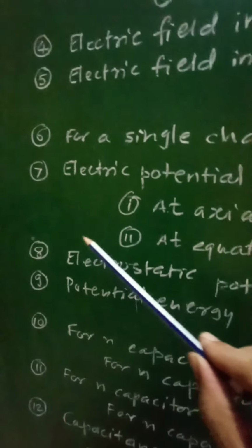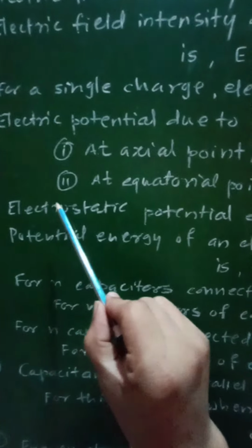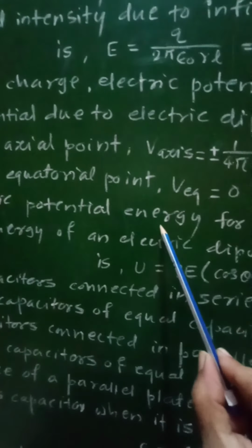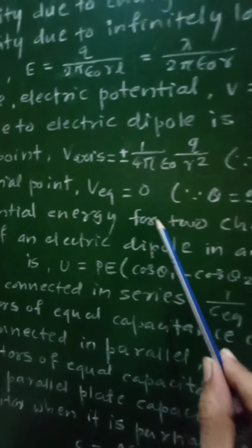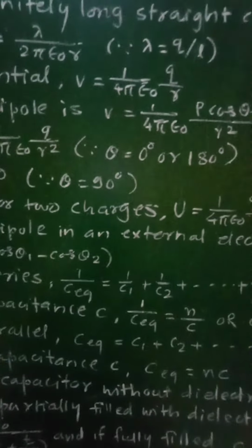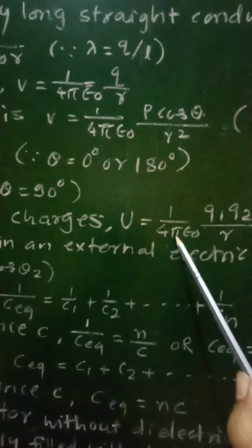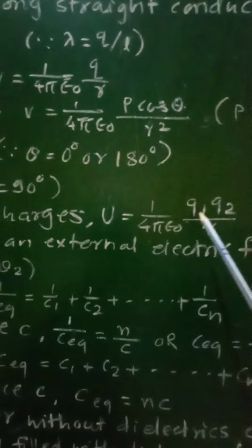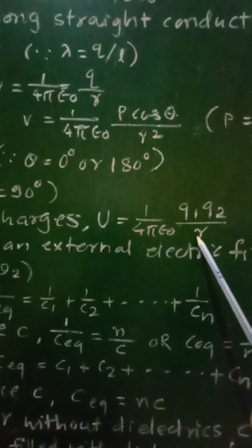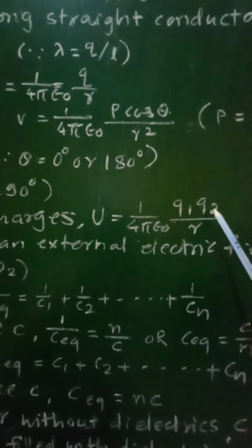Then the eighth formula gives the electrostatic potential energy for two charges. The electrostatic potential energy for two charges is given as U is equal to 1 upon 4 pi epsilon 0 q1 q2 upon r.